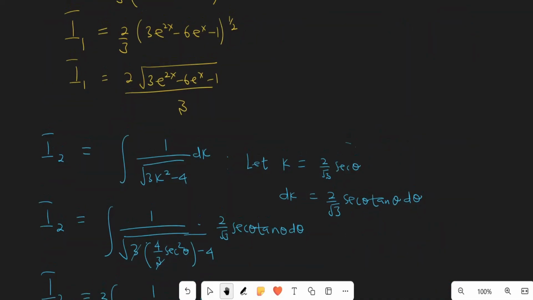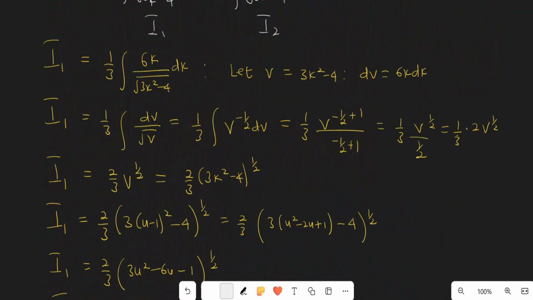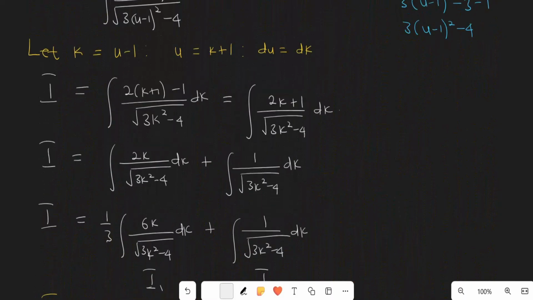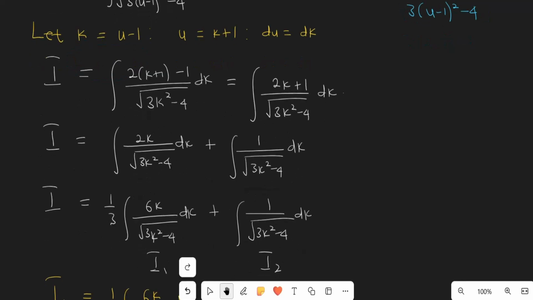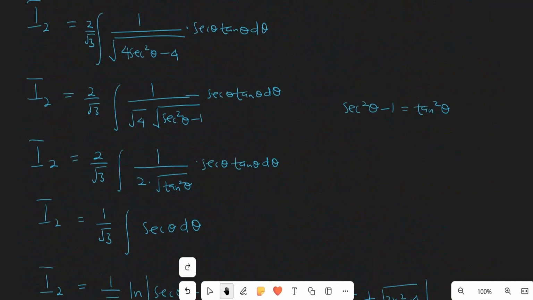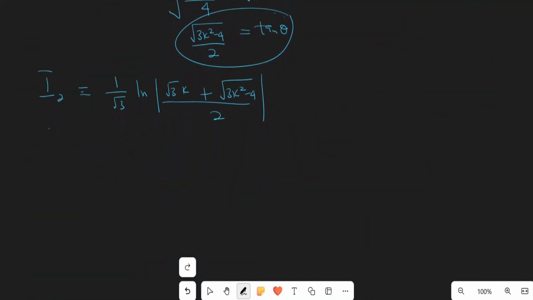Now with k, we have to move back into the u world. We know that k is equal to u minus 1, so we just replace k with u minus 1. So I2 is going to be equal to 1 over the square root of 3, and then the ln of the square root of 3 times k, which is u minus 1, plus the square root of 3k squared, where k is u minus 1 squared, minus 4. All this divided by 2.